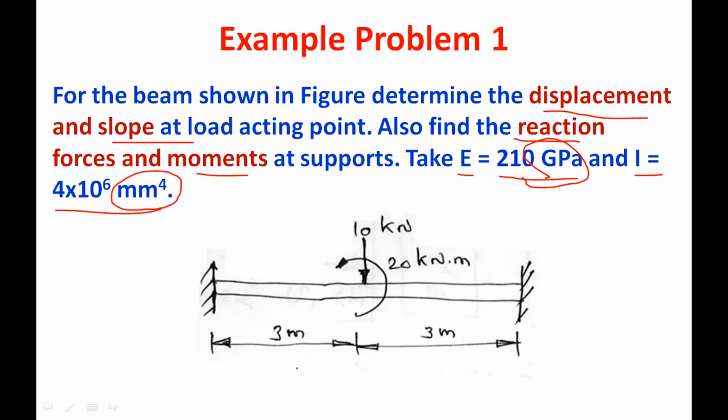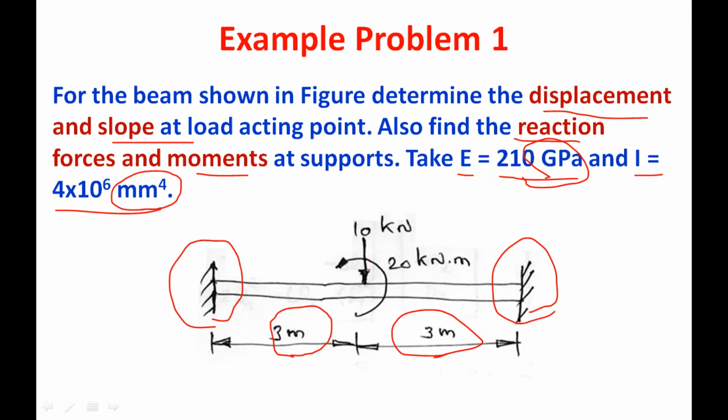Now when you see the given beam, both ends are fixed. It is a fixed beam and a point load is acting in between the supports. The load acting point is defined from the left support. It is 3 meter away. The 10 kilonewton point load is acting at the middle of this fixed beam. At the same point we have an external moment also, 20 kilonewton meter. It is a counterclockwise moment. We have to consider both this external force as well as the external moment to solve this problem.